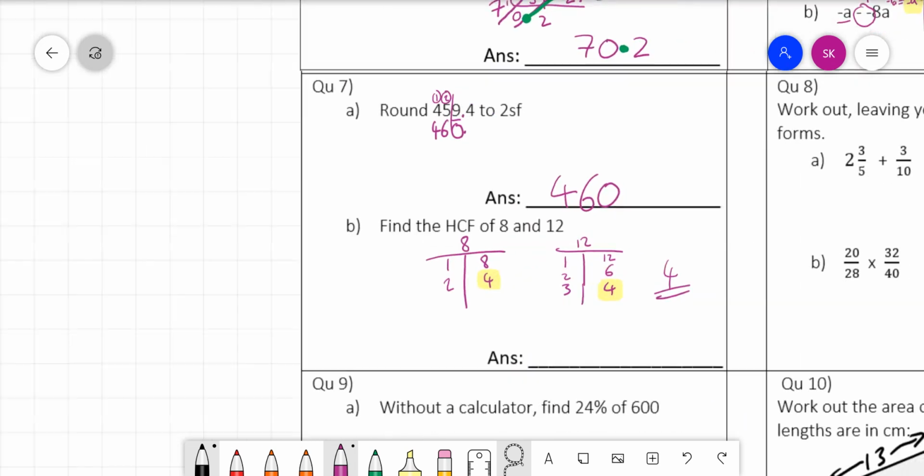Let's write that in my answer space. So make sure you mark that. If you forgot what factor meant, write it down. Factors of a number go into a number. Don't get it confused with multiples.